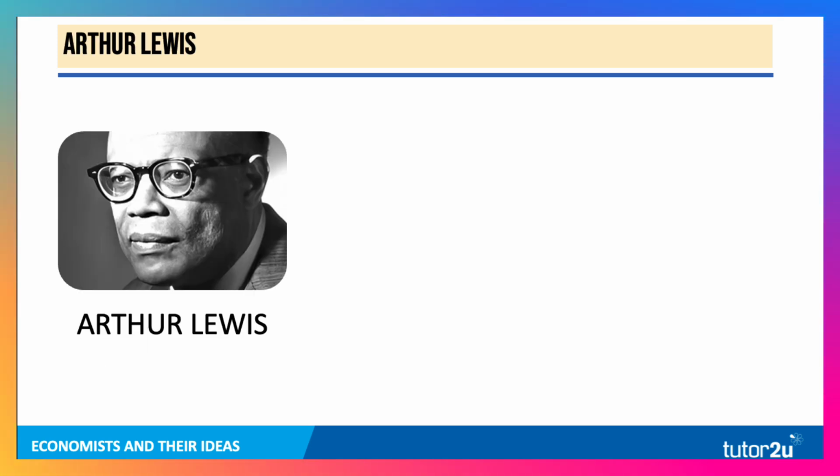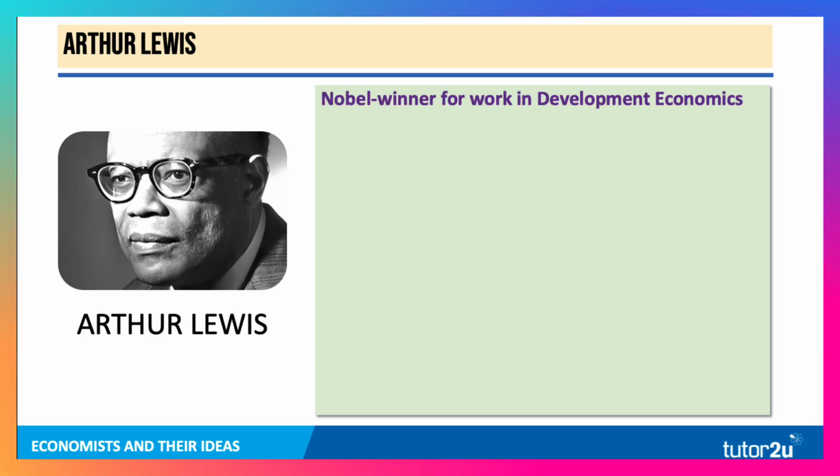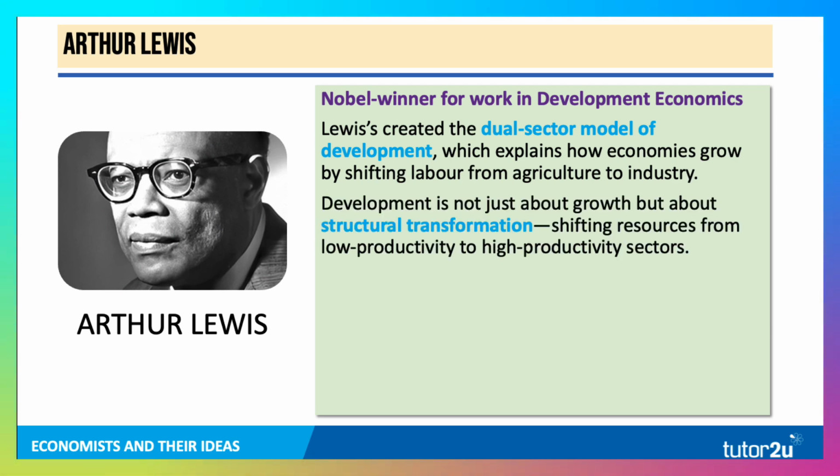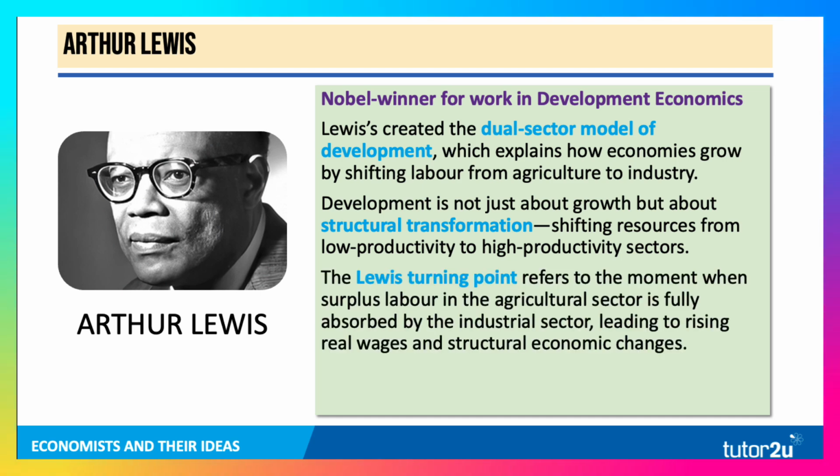Finally, Sir Arthur Lewis. Last, but by no means least, a Nobel winner for his work in development economics. Lewis created the dual sector model of development, which explains how countries grow by shifting labour from farming to industry. And that shift often involves very, very large scale rural-urban migration. So development is not just about growth of GDP, but about structural transformation, the change in the pattern of output and the pattern of jobs, hopefully shifting scarce resources, labour and capital, from low productivity to high productivity sectors.